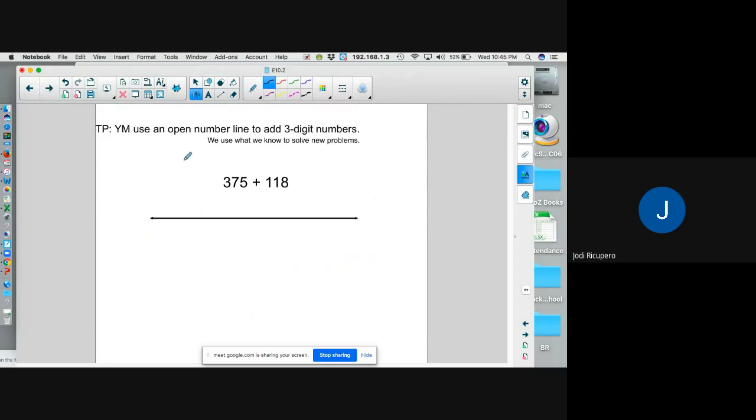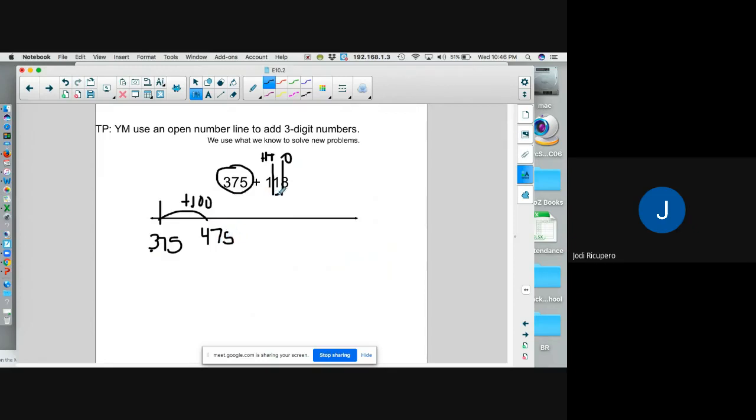Now let's look at two 3-digit addends. Same thing as we did with 2-digit addends, we're going to begin with the largest number. So I'm starting with 375. And now I'm looking at my second addend, and I'm going to break it apart in hundreds, tens, and ones. So I have 100. So now I'm going to add that 100 to my 375. So I'm just looking at my hundreds digits. 1 and 3 make 4. So now I have 475.